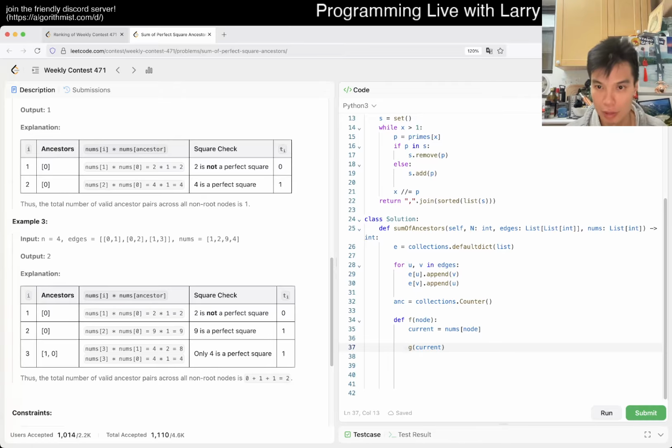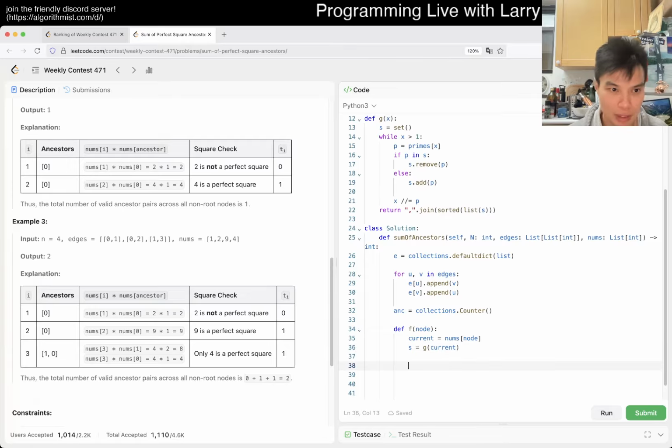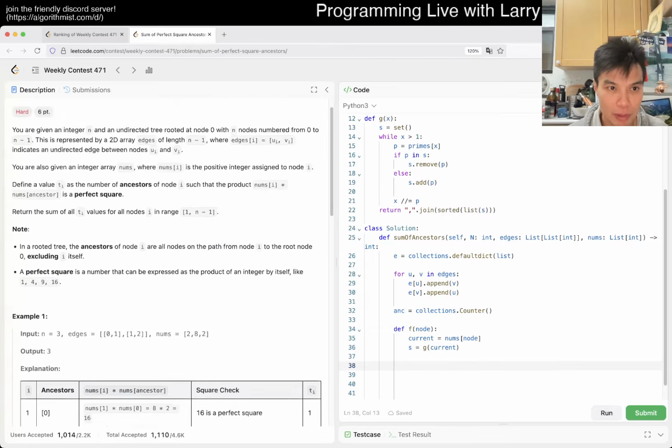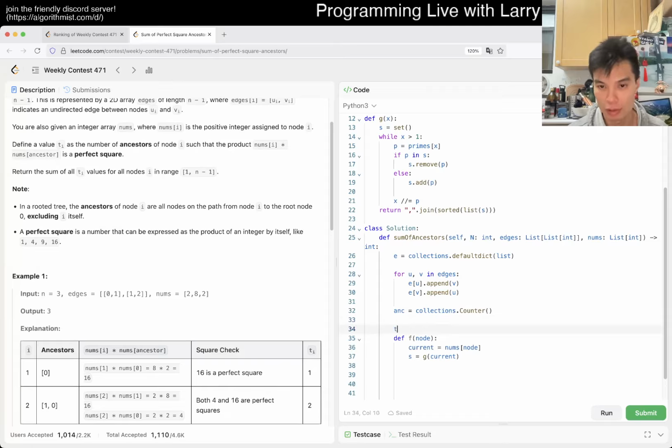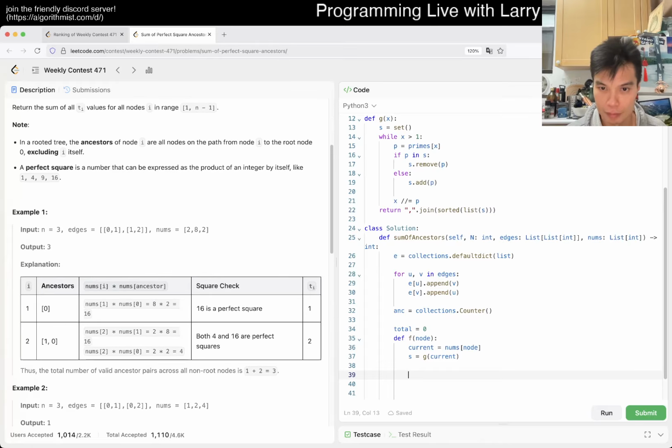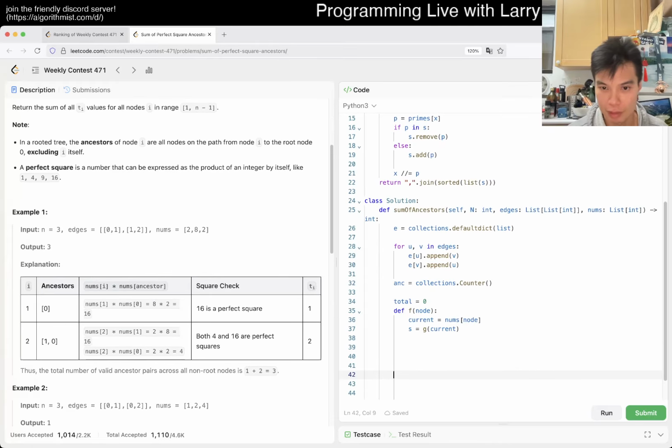Okay, so then now s is equal to this, right? Then now we're counting the ancestors. It's just the sum, right? So then now total is equal to 0. We can say, we can just pass it along, I suppose. I don't know. Either way is fine.